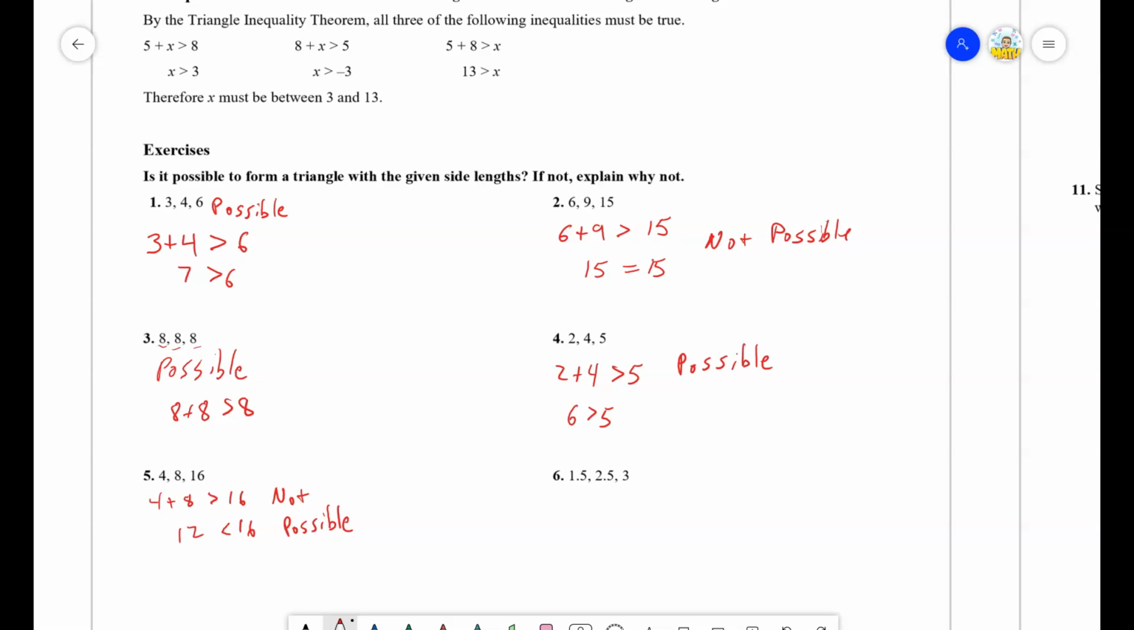And the last one, we have a couple of decimals, so I need 1.5 plus 2.5. I'm going to need that to be greater than 3. And when I add 1.5 and 2.5, I get 4, which is greater than 3. So this combination would be possible. We could construct a triangle with those 3 sides.